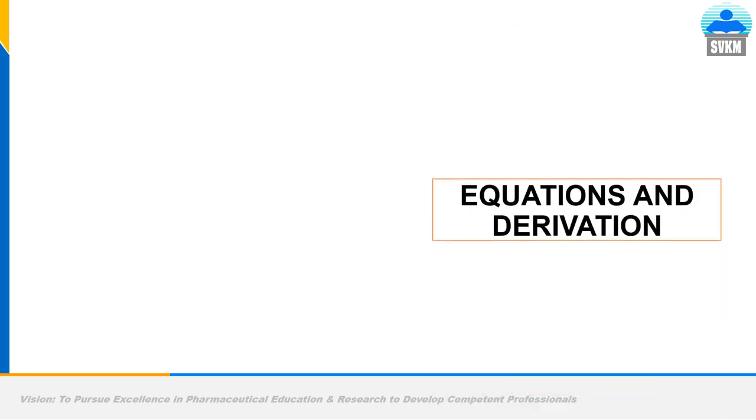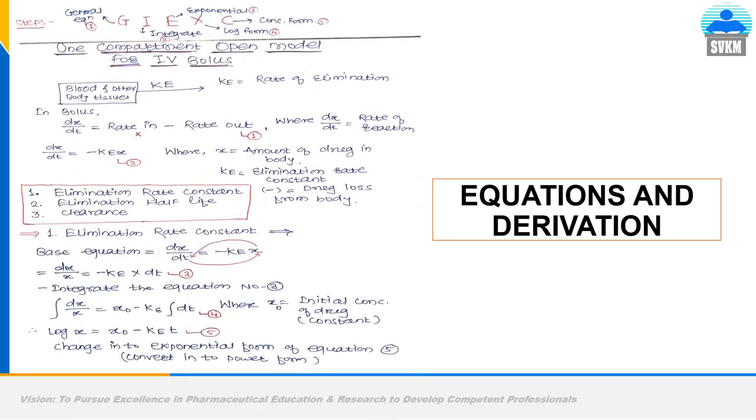Now let us see the equations and derivations required for the pharmacokinetics of the one compartment open model for IV bolus injection. See the model. There is a single compartment, that is, blood acts as the single compartment, from which this arrow indicates that elimination takes place. That's why it is an open model. The central compartment acts as blood, and this arrow Ke represents the rate of elimination, which shows the model is an open one.